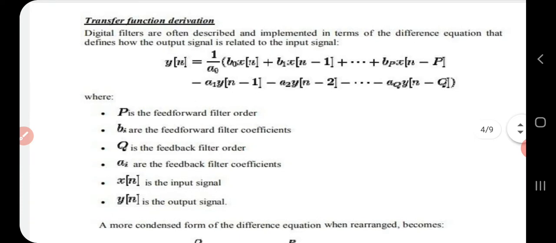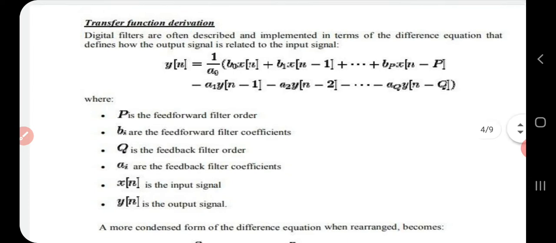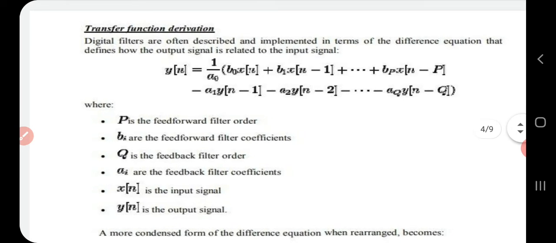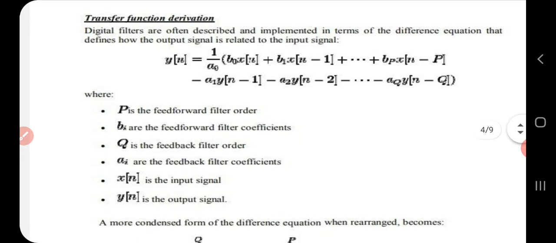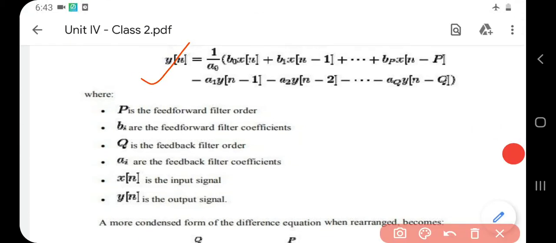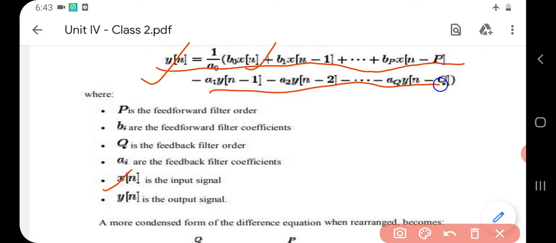Next is another category, about transfer function derivation. This is a different topic, but related to the IIR filter. Digital filters are often described and implemented in terms of a difference equation that defines how the output signal is related to the input signal. See here, this is the output signal y[n], and x[n] is the input signal. How the output is related to the input is given by this expression, and each of these terms p, q, everything is mentioned here.